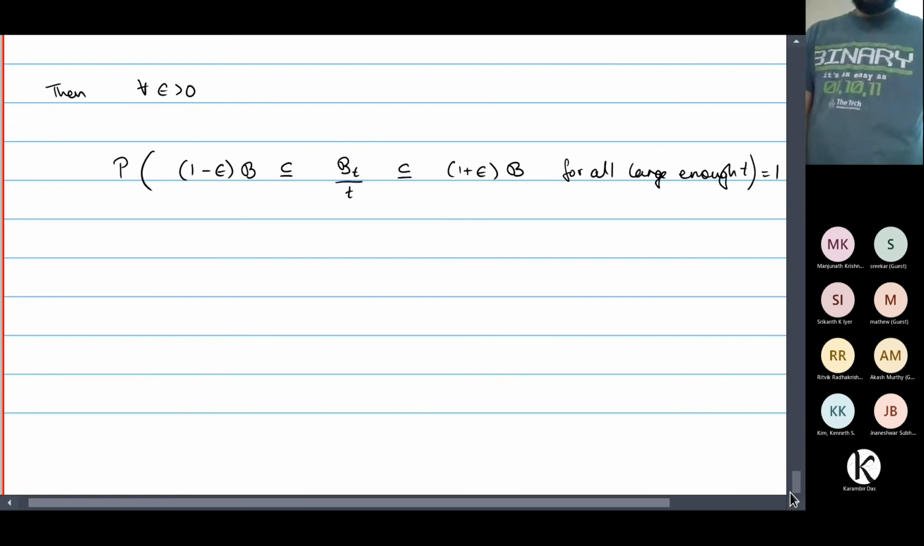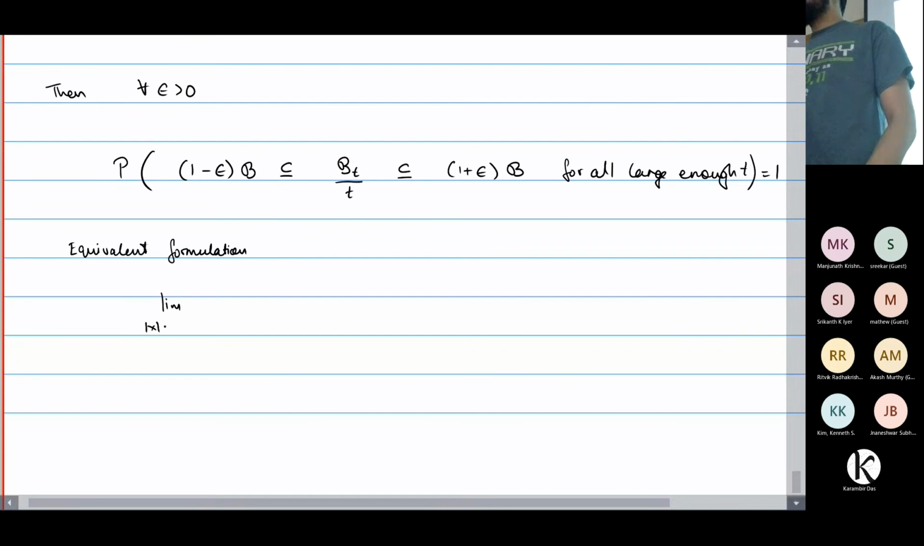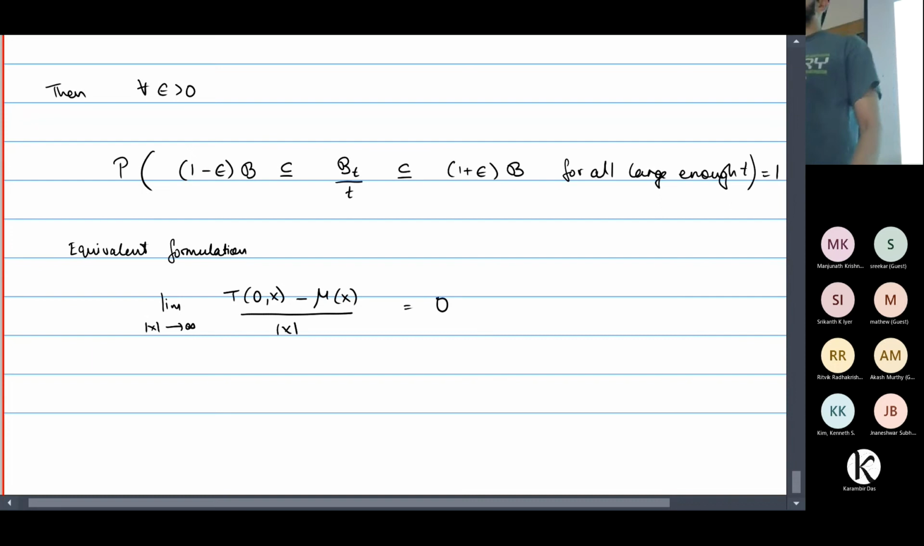Okay, so an equivalent formulation is that the limit as x goes to infinity of (t(0, x) minus mu of x) divided by the norm of x is equal to 0. So it's uniform in all directions. Kingman theorem.